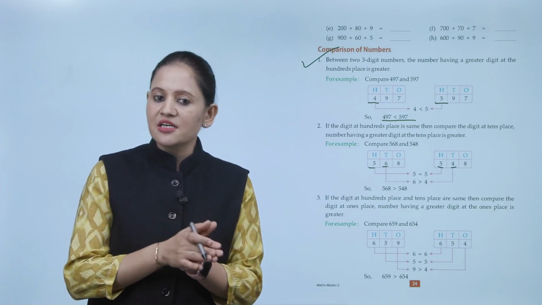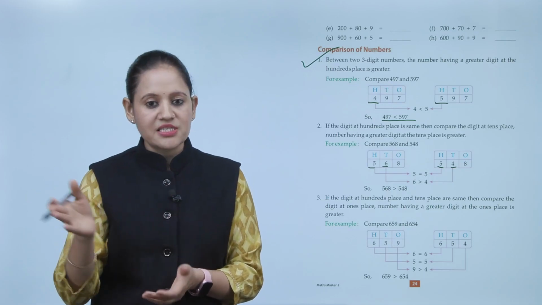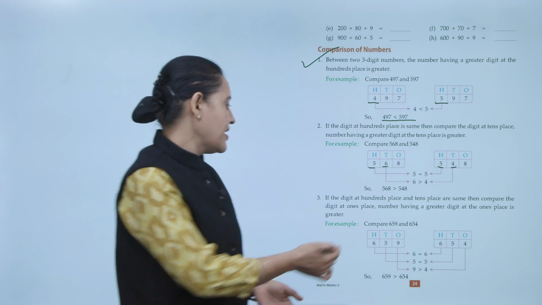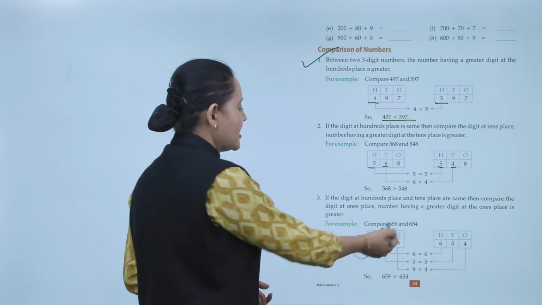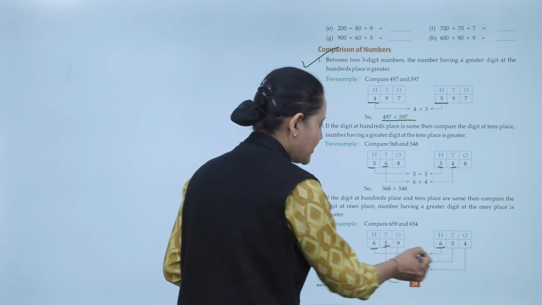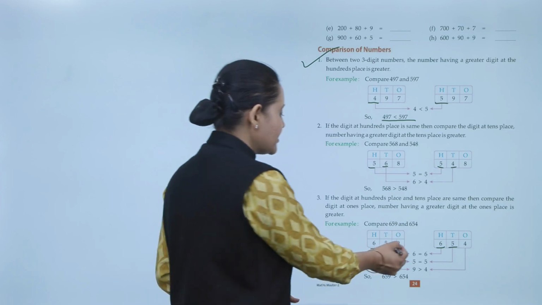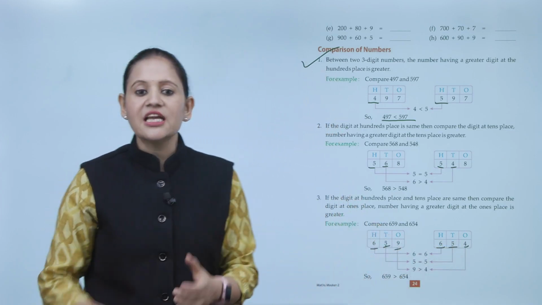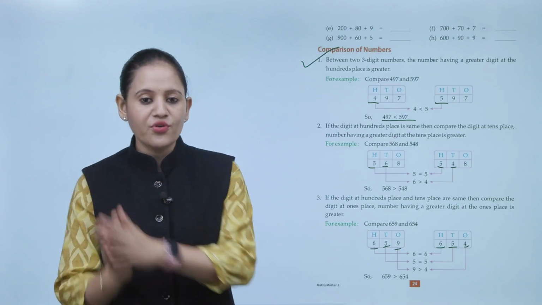Now if the digit at 100 place and tens place are the same, then we'll compare the digit at ones place. The number having the greater digit at ones place will be greater. Clear? Like we have to compare between these two numbers 659 and 654. So 100 place digit same, tens की place पे भी same है. Then compare the digit at ones place. Here it is 9 and here it is 4. 9 is greater than 4, so we can say 659 will be greater than 654.